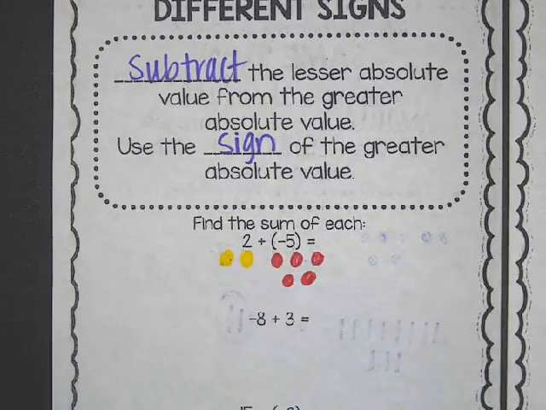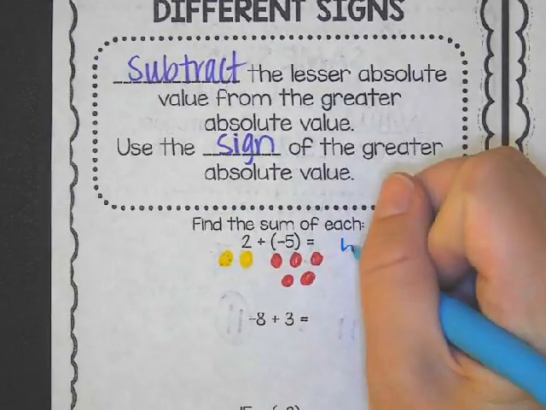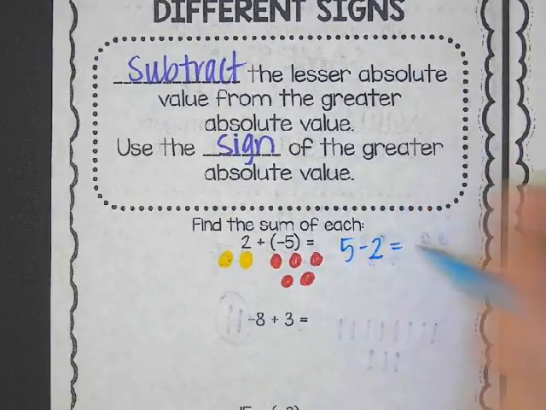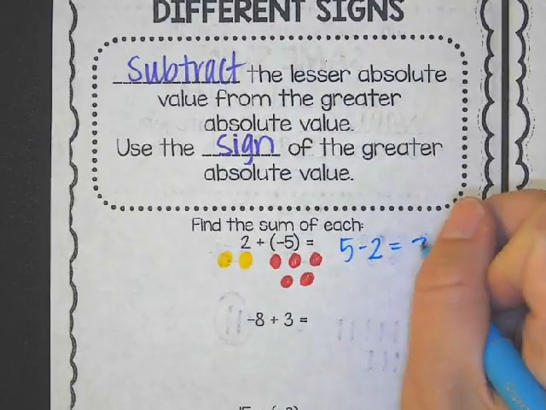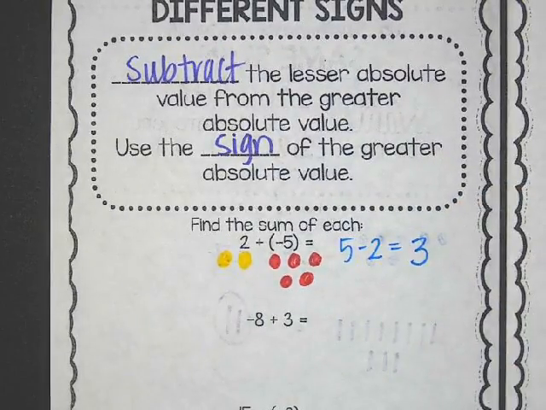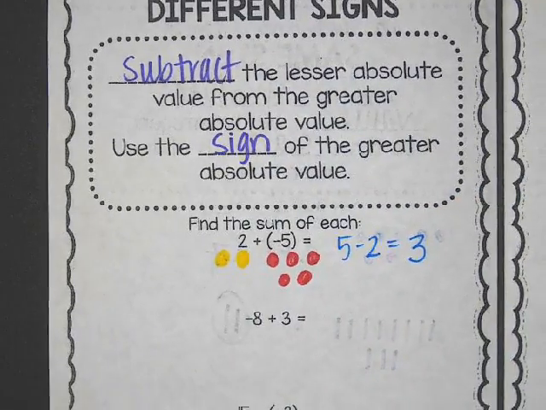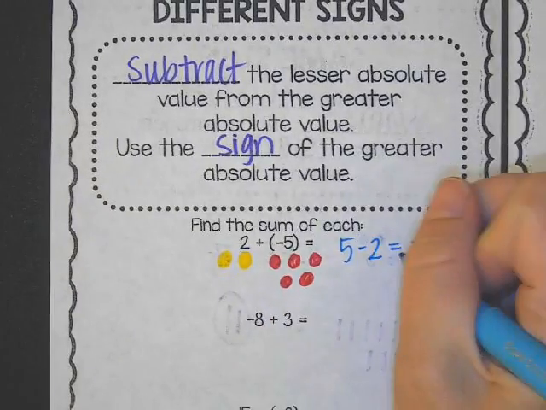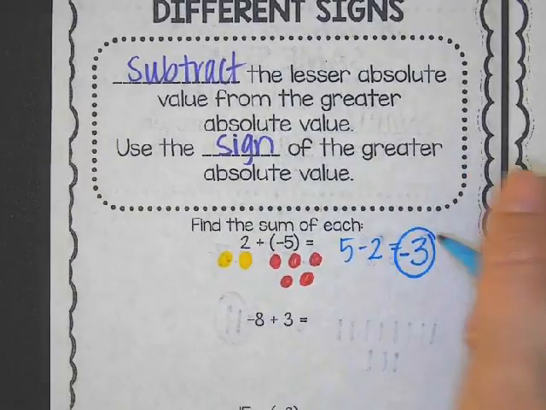It says we need to subtract the lesser absolute value from the greater absolute value. Looking at this, I'm going to say 5 minus 2, and that gives me 3. Now I have to check and use the sign of the greater value. I have more negatives, so I need to use the negative sign.